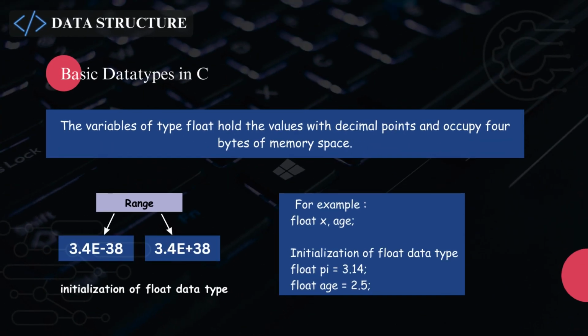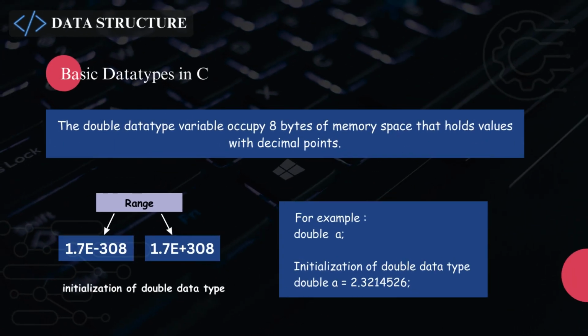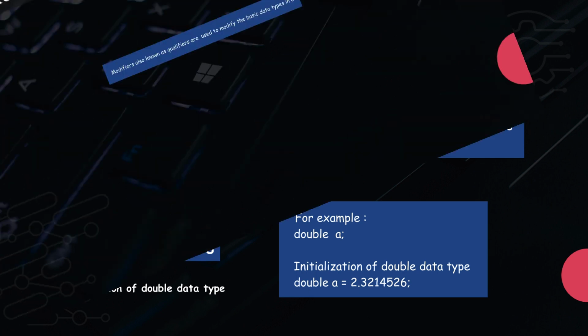And the variable of type float holds values with decimal points and occupies 4 bytes of memory space. Initialization of float data types: float pi is equal to 3.14 and float age is equal to 2.5. The double data type variable occupies 8 bytes of memory space and holds values with decimal points. For example, double a; initialization of double data type: a is equal to 2.137.